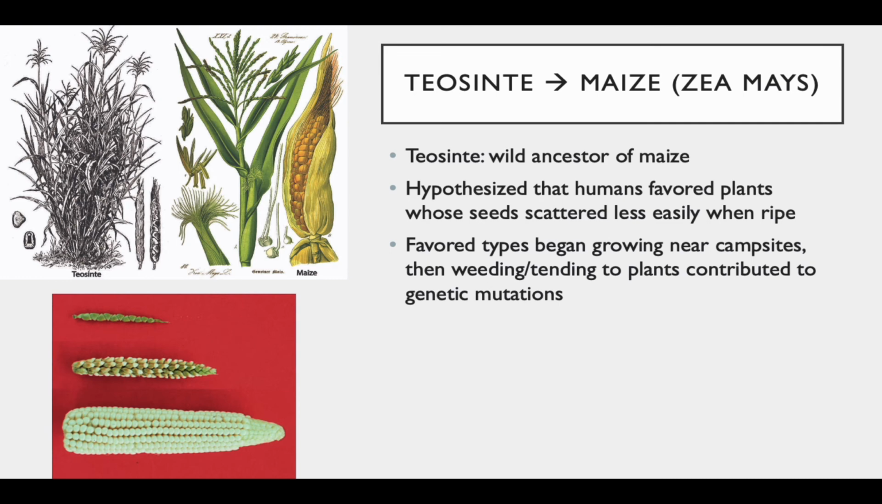Over time, these favored types that held on to their seeds a bit longer started growing closer and closer to campsites. Humans then were able to weed and tend to the plants, and this is what has ultimately contributed to their genetic mutations.